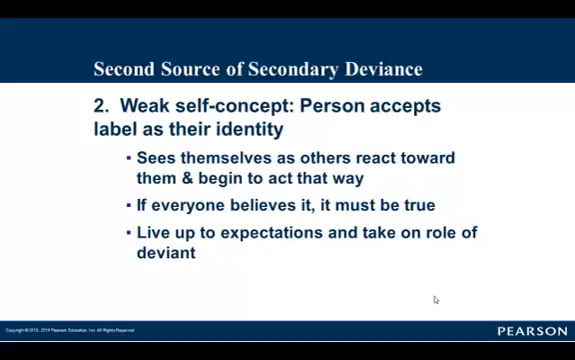Now, this whole idea of retrospective interpretation comes from another author. You don't have a slide on this. His name was Schur, S-C-H-U-R. And he identified 4 steps of labeling. And you'll see 2 of these are things that we're talking about in terms of secondary deviance.